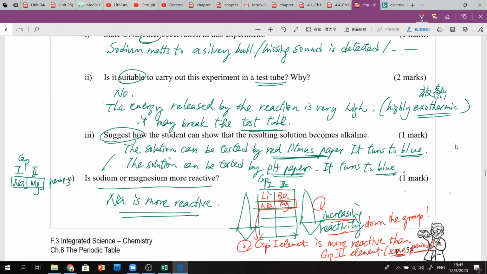So this is the end of today's lecture for that part, and I would like to show you group 7 and group 0 elements' comparative reactivity in the next video.